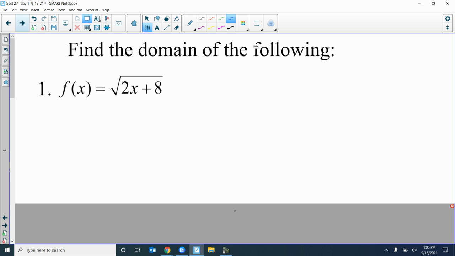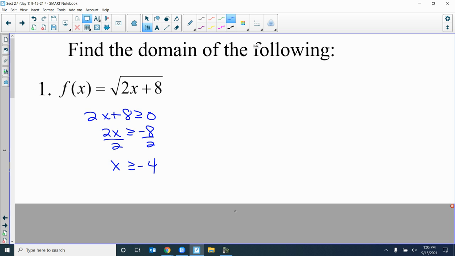Well, what type of number cannot be underneath the square root? It cannot be a negative. So 2x plus 8 has to be greater than or equal to 0. Okay, so algebraically, you can set this up. Subtract 8. Divide by 2. x is greater than or equal to negative 4.